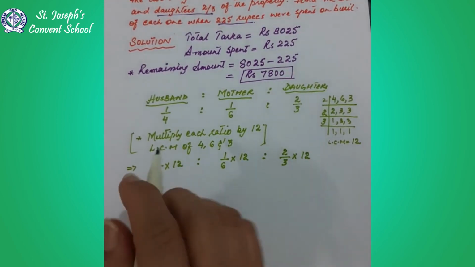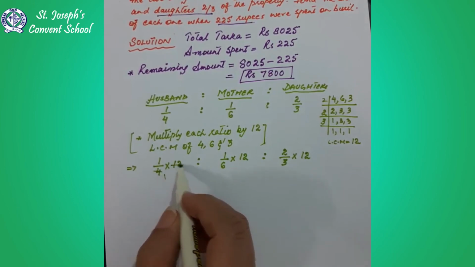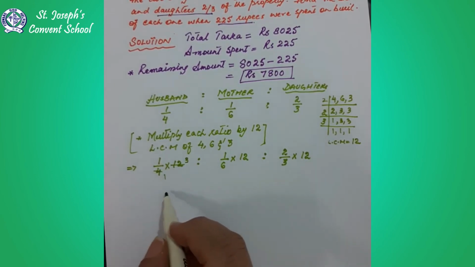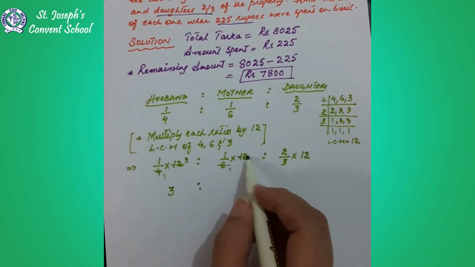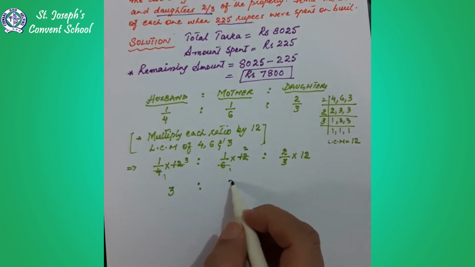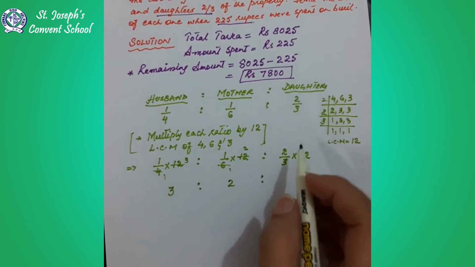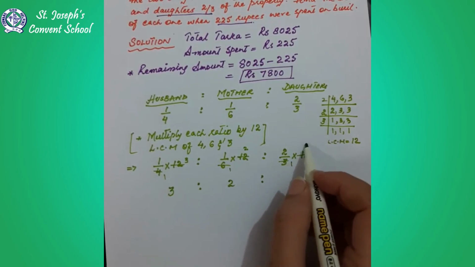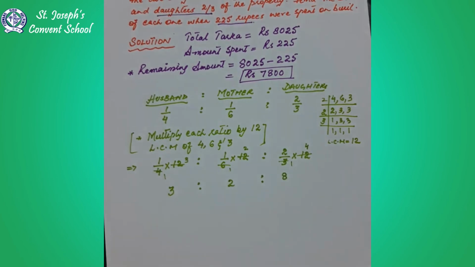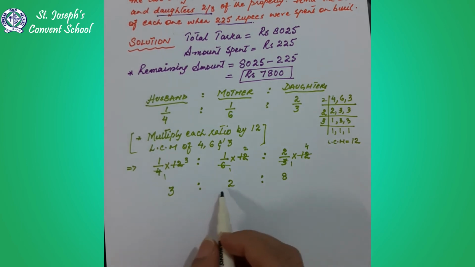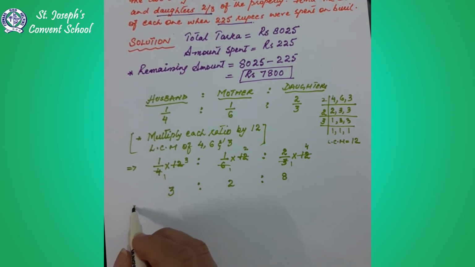Now multiplying: 1/4 times 12 is 3, 1/6 times 12 is 2, and 2/3 times 12 is 8. So we have changed the fractions. Find the LCM, multiply each ratio by the LCM, and you will get 3 is to 2 is to 8. The next step is to find the sum of ratios.